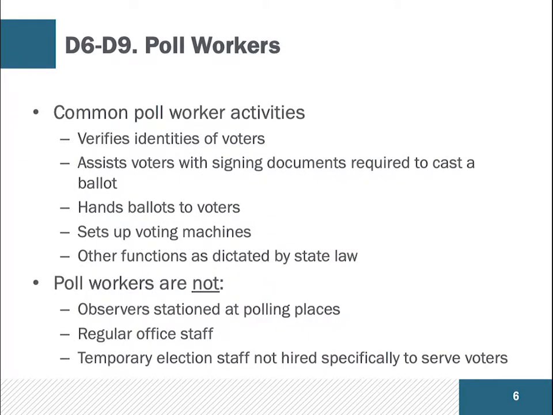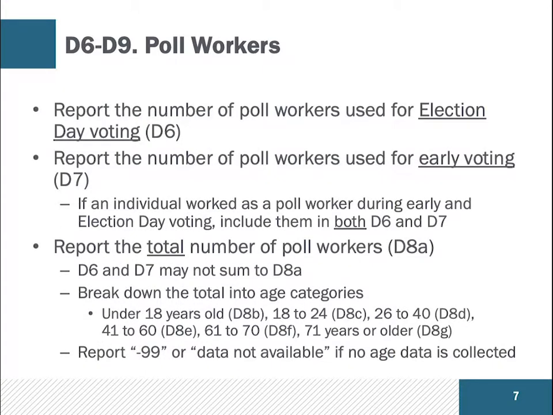The final set of questions in Section D is about poll workers who assisted with the 2018 general election. Let's first review the definition of who should be counted as a poll worker for purposes of the EAVS. Poll workers are people who assist at polling places with activities like handing out ballots, setting up voting machines, and assisting voters. When counting the number of poll workers, you shouldn't include election observers or staff members from your election office unless they were hired specifically to serve voters in either early or Election Day voting. Questions D6 and D7 ask you to record the number of poll workers used for Election Day and early voting. If a poll worker served in both capacities, include them in both counts.